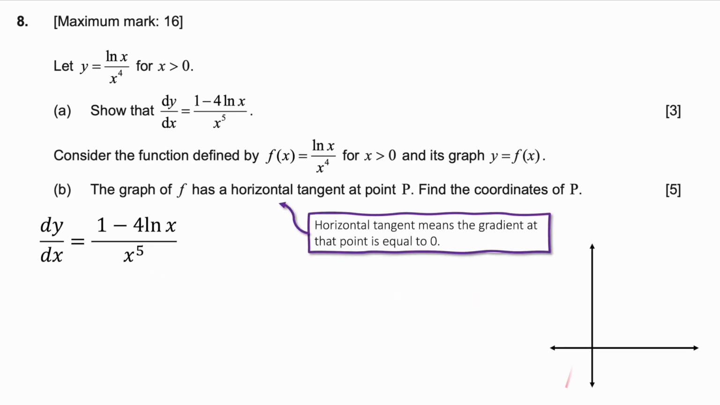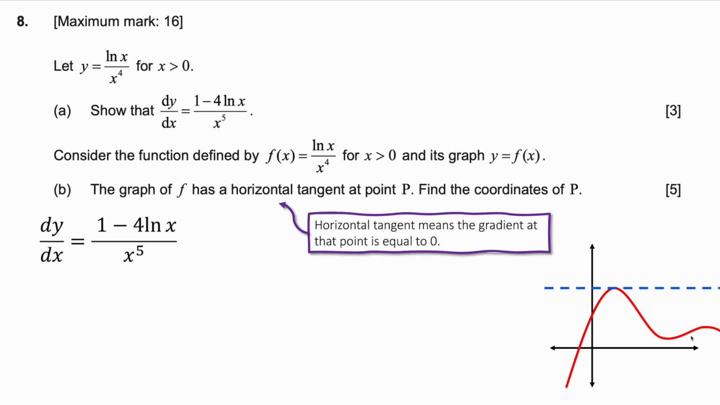Now, consider the function defined by f of x equals ln of x, for x more than 0, and its graph y equals f of x. The graph of f has a horizontal tangent at point P. Find the coordinates of point P.